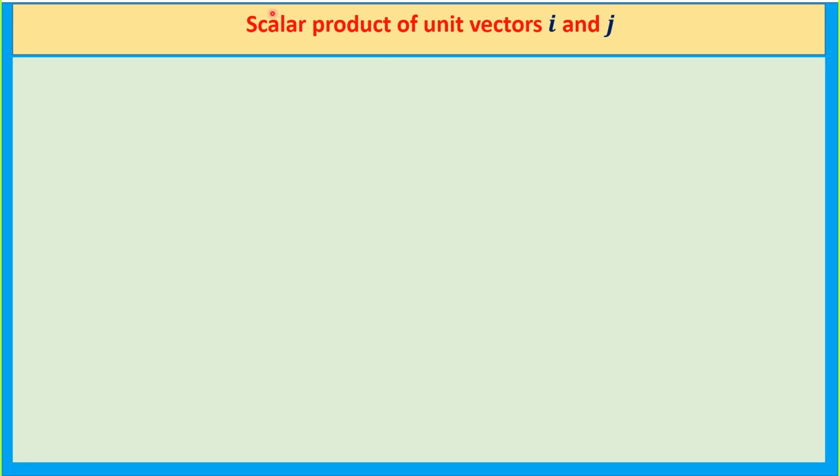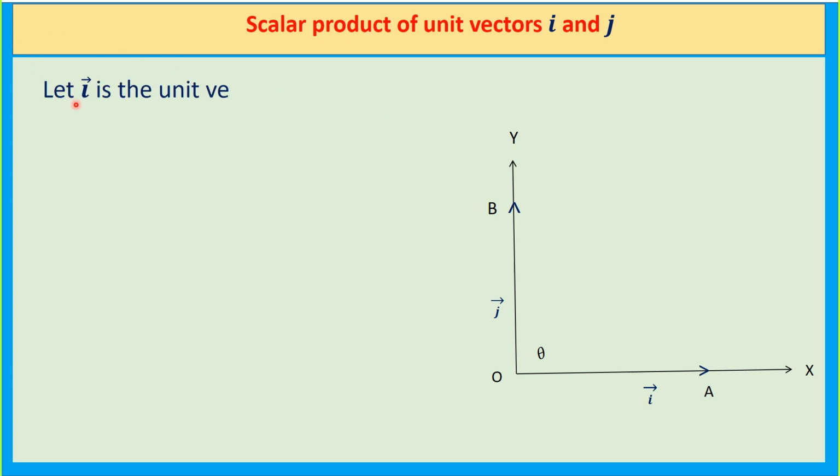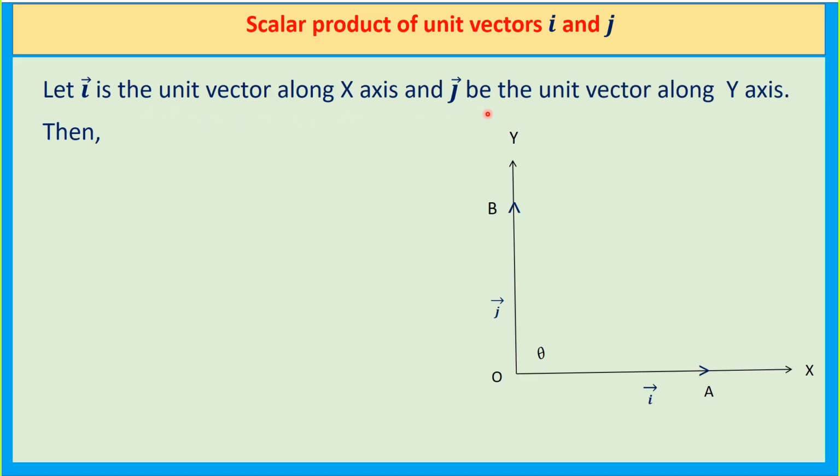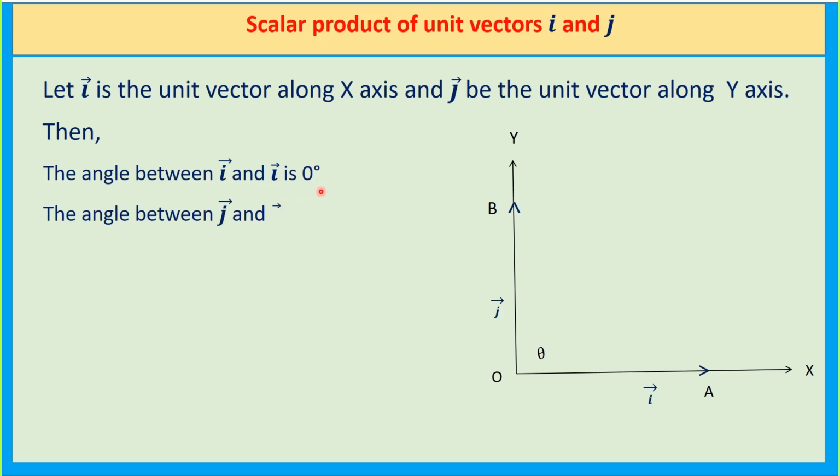Dear learners, in this chapter we are learning scalar product of unit vectors i and j. Now look at the picture. Here let us think vector i is the unit vector along x-axis and vector j be the unit vector along y-axis. Then we can say angle between vector i and vector i is 0 degree. Angle between vector j and vector j is 0 degree. And angle between vector i and vector j is 90 degree.